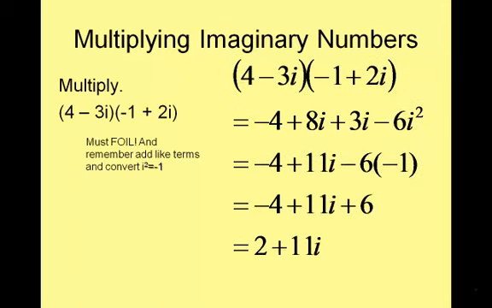So if you FOIL, you get the first one, 4 times -1, which gives you -4. Do your outside terms, which is 4 times 2i, which is 8i. Do your inside terms, which is -3i times -1 will be +3i. And your last terms, which will be 6i squared. Remember, your i squared is actually -1, so you can simplify that. Now you can multiply -1 with -6, which gives you +6. Add your like terms, which is -4 plus 6. So you get 2, and then leave the imaginary part 11i.